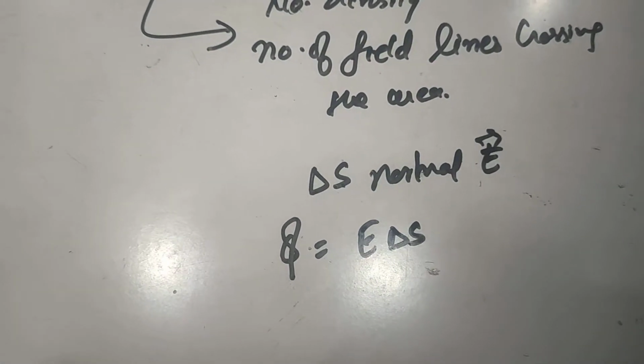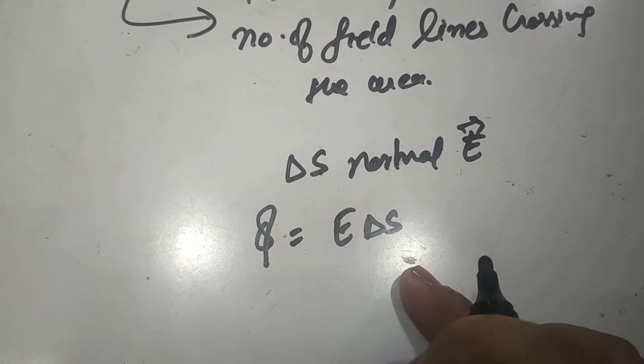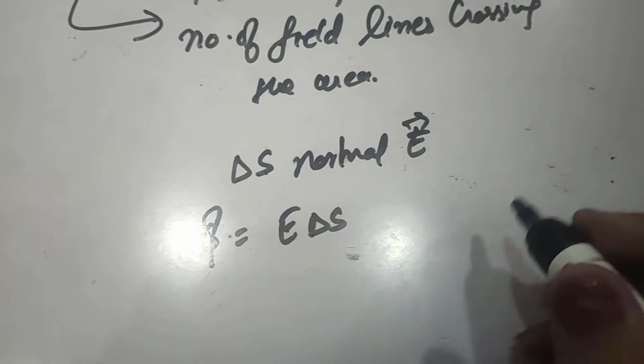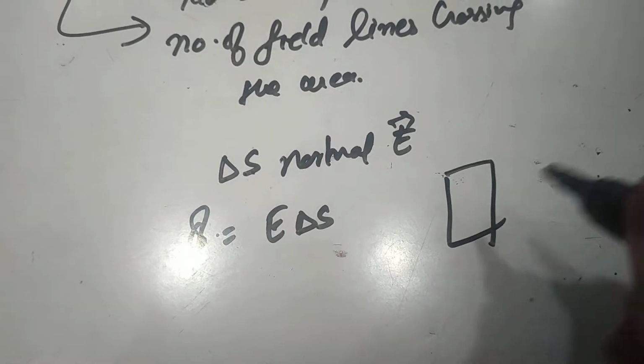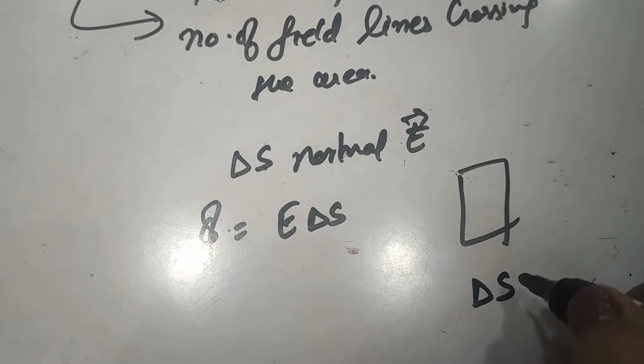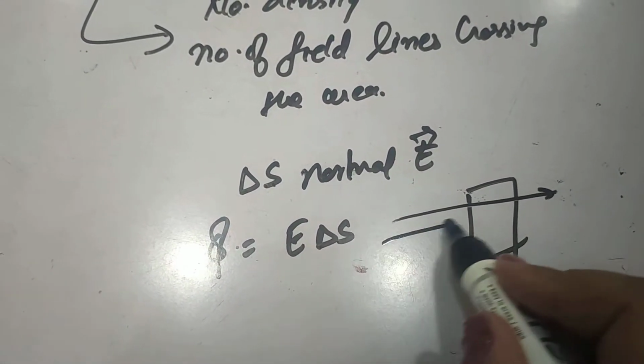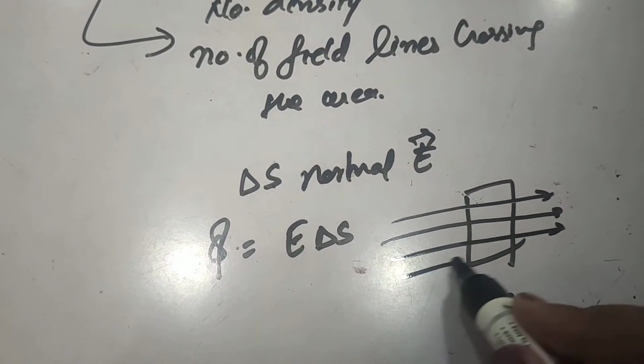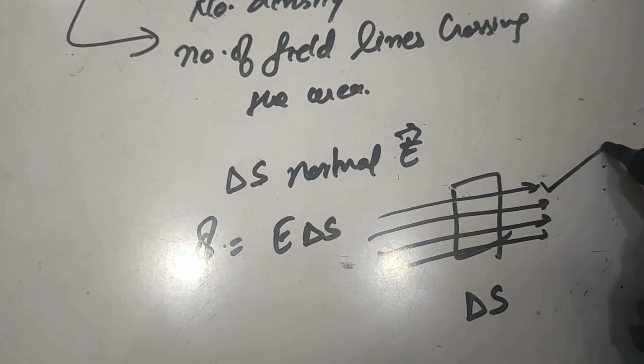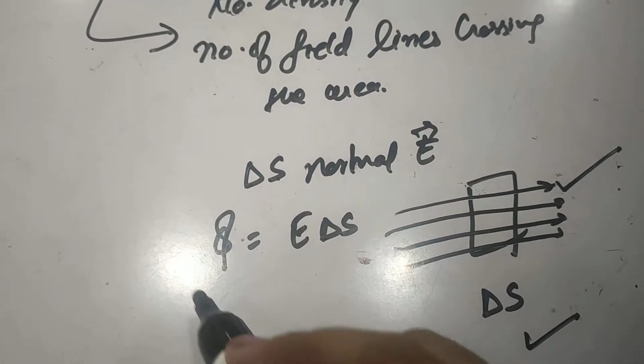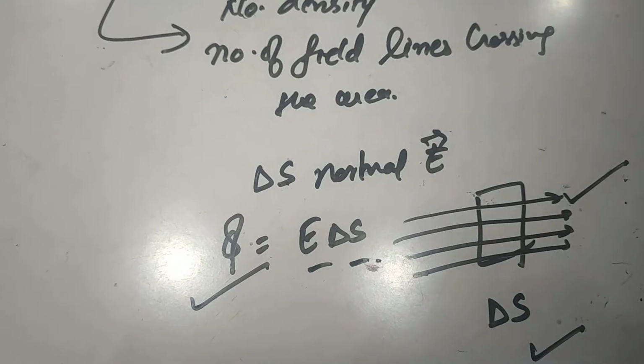We can say this because if E field lines are passing through the surface S, we can show it diagrammatically. Let we are having the surface delta S and E are the number of field lines passing through that area. Then how many lines are passing through delta S will represent the flux E delta S.